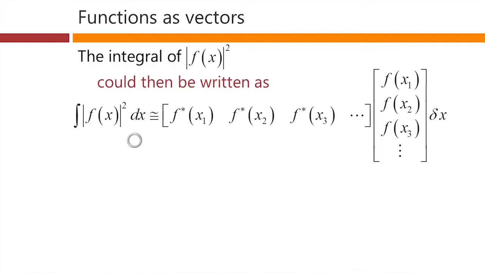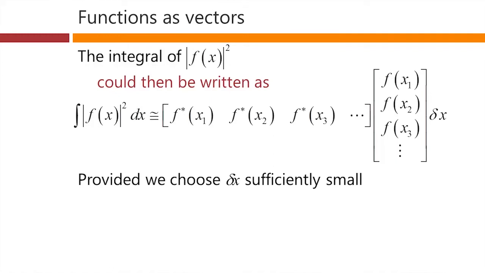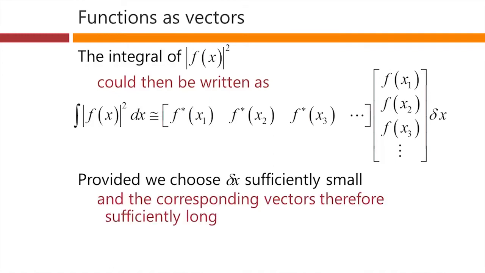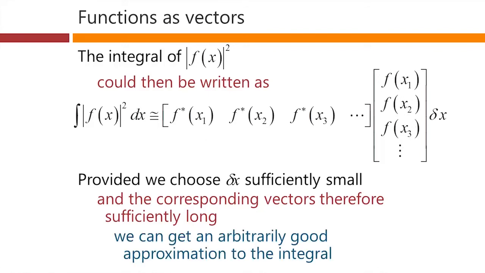And to get this integral right here, we would have to multiply by delta x. So this is an approximation to this integral here, presuming that we've chosen these x1s and x2s and x3s sufficiently close with a small enough delta x. And therefore, provided we choose delta x sufficiently small, and the corresponding vector is therefore sufficiently long, we can get an arbitrarily good approximation to this integral, at least for the kinds of well-behaved functions that we'll be working with.